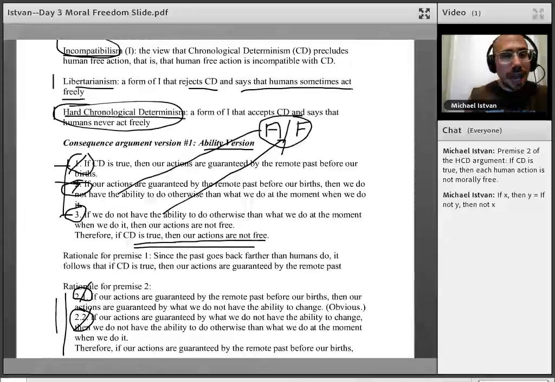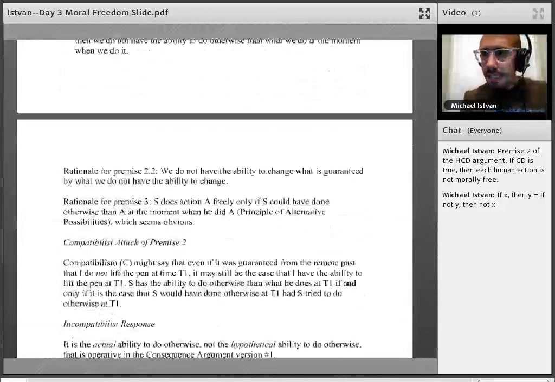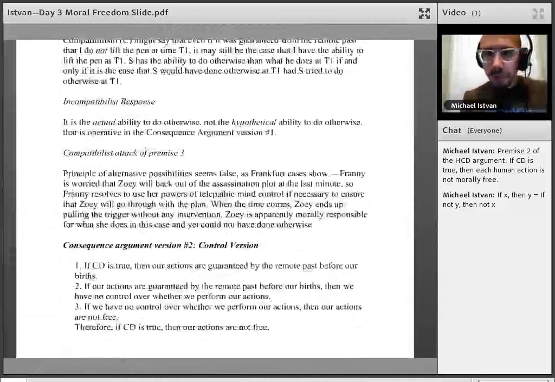All right, now let's move on to the attack on premise 3. Okay, let's see. Trying to get this down. I don't know why it's not moving. Okay, all right, here we go.